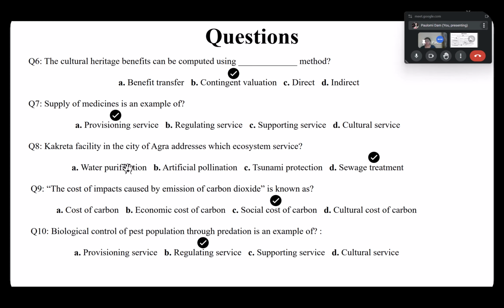And for sewage treatment, you don't need any facilities if you have forests, where, as we have discussed also, you have several insects and animals which feed on the bio-waste, right? Next, the cost of impacts caused by emission of carbon dioxide is called the social cost of carbon. And the last is control of pest population, that is a regulating service, and that we have also discussed in the slides today. So with that, today's session comes to an end and we see each other in the next session. Thank you.